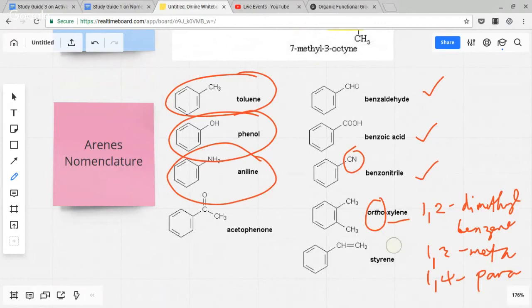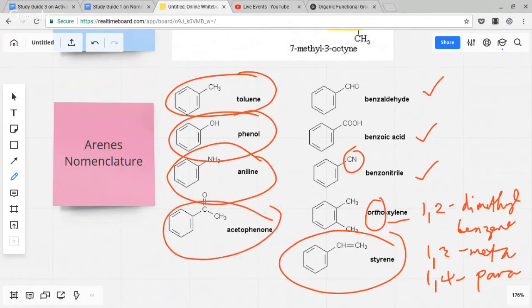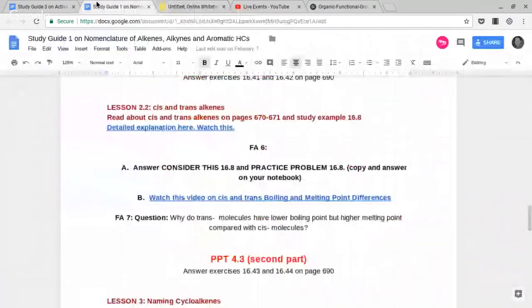Okay? Well, styrene is another thing, but that can be skipped for now. And acetophenone, you may skip that for now. But the rest that I just discussed, please do recall them. Also the ortho, meta, and para. Okay? And then for arenes, I think that's the basic thing you need to remember for aromatic hydrocarbons.